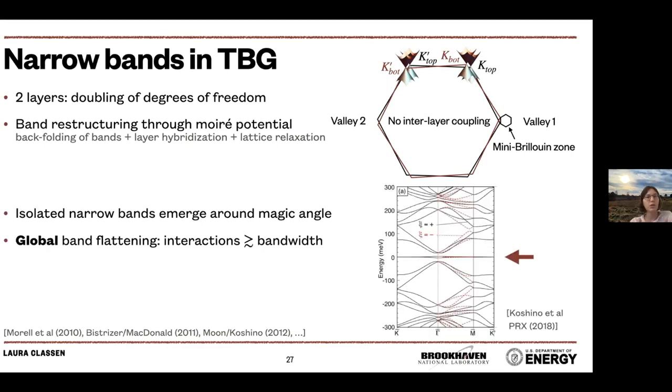And if we then look how the resulting band structure looks like in this reduced Brillouin zone, you find that isolated narrow bands emerge around the magic angle, which had first been predicted almost 10 years ago by Morell, Bistritzer, and MacDonald. And this is also where these strong correlations originate. So this corresponds now to a global band flattening, because interactions are estimated to be on the order or even larger than the bandwidth.